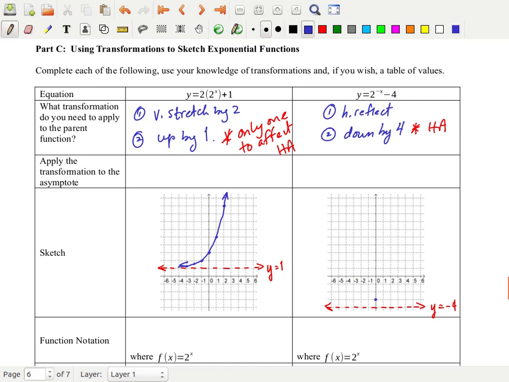So I'm up 1, up 2, up 4, up 8, and I can't fit up 16. And then 1/2, 1/4, 1/8. And making use of that, I draw my curve, and there is my sketch.